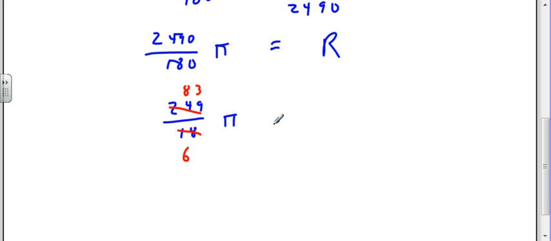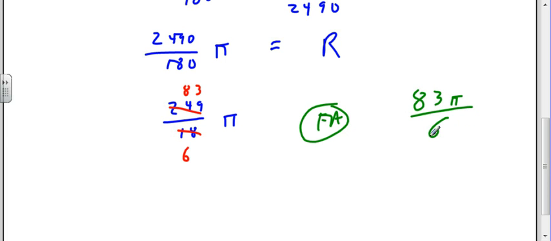You've got to be kidding me. Yeah, 83 over 6 radians. Oh well, can't have everything. So final answer, 83 pi over 6. All right, good enough.